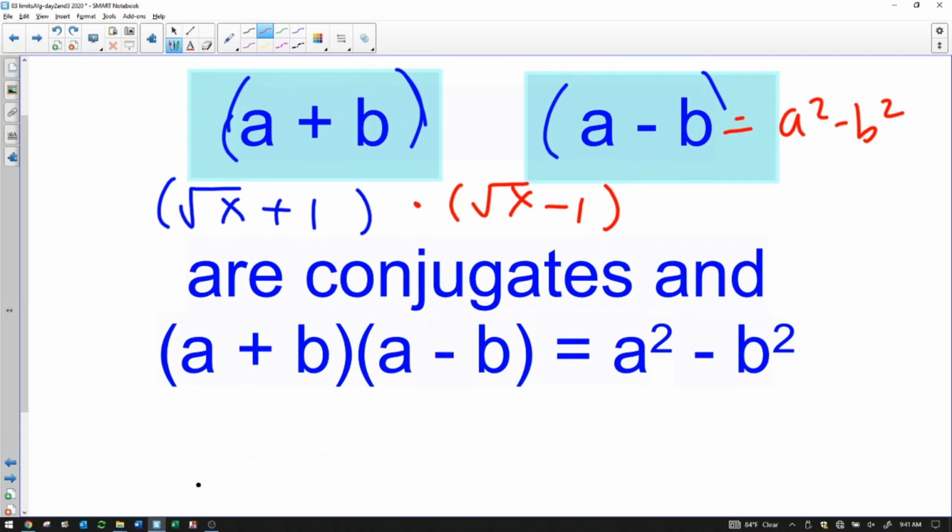And so if I multiply these two together, do you see I would get the square of the square root of x? So do you see that's x? I would get the square of 1. You see that that's 1.